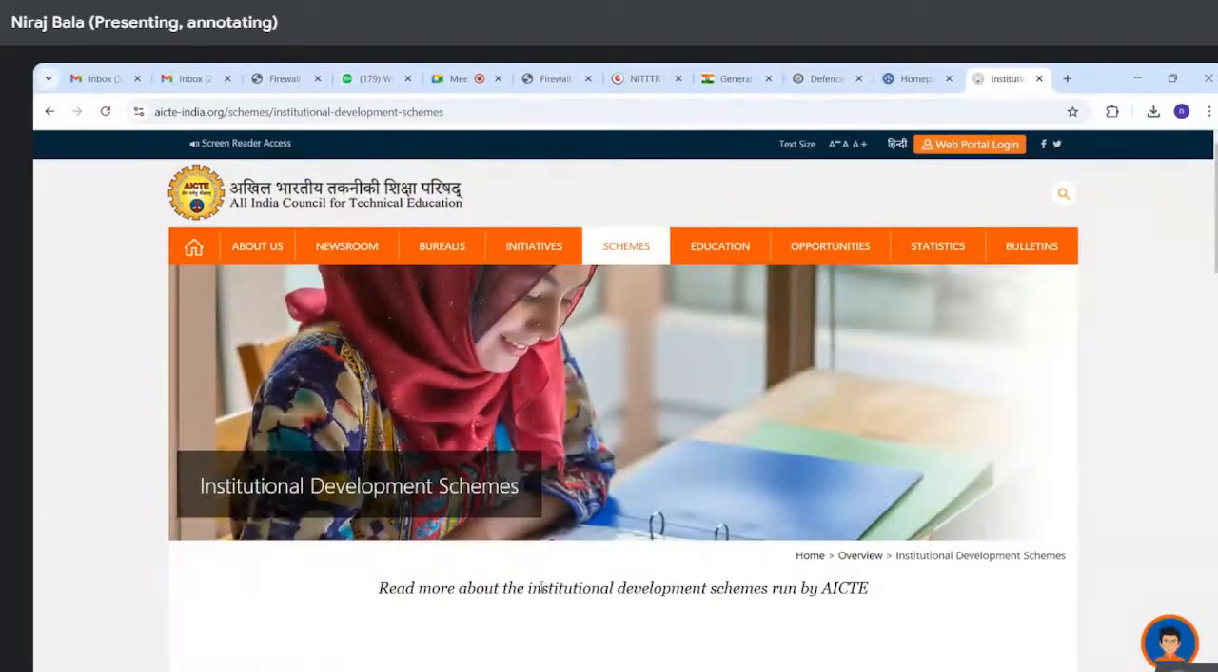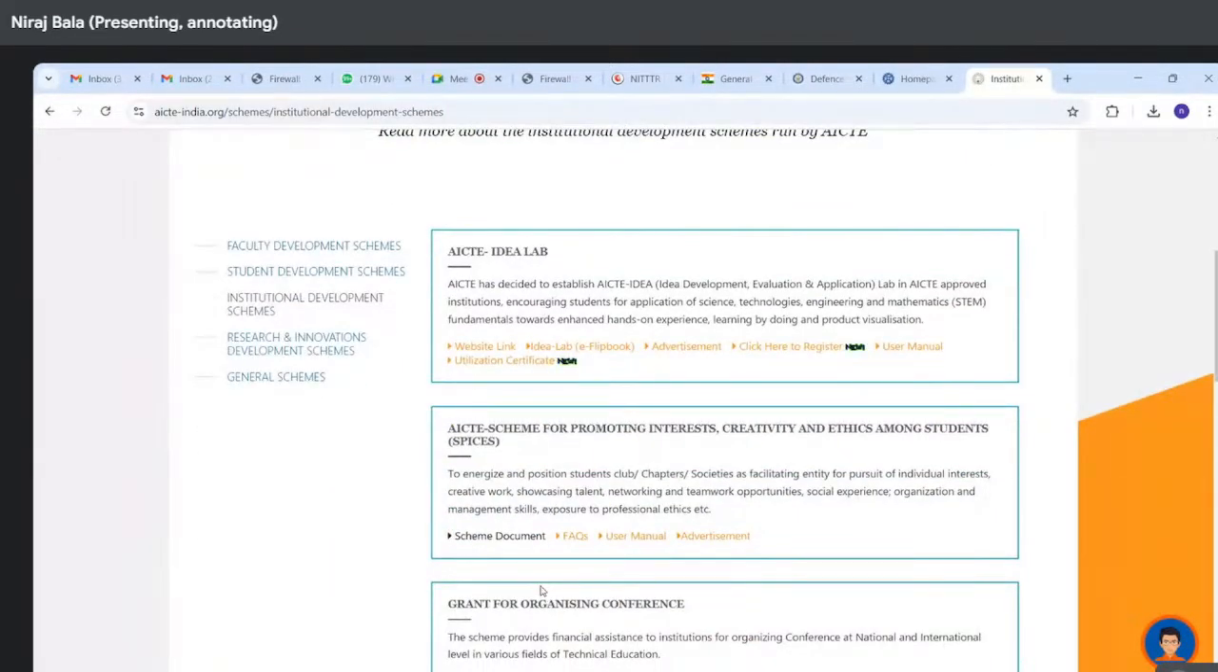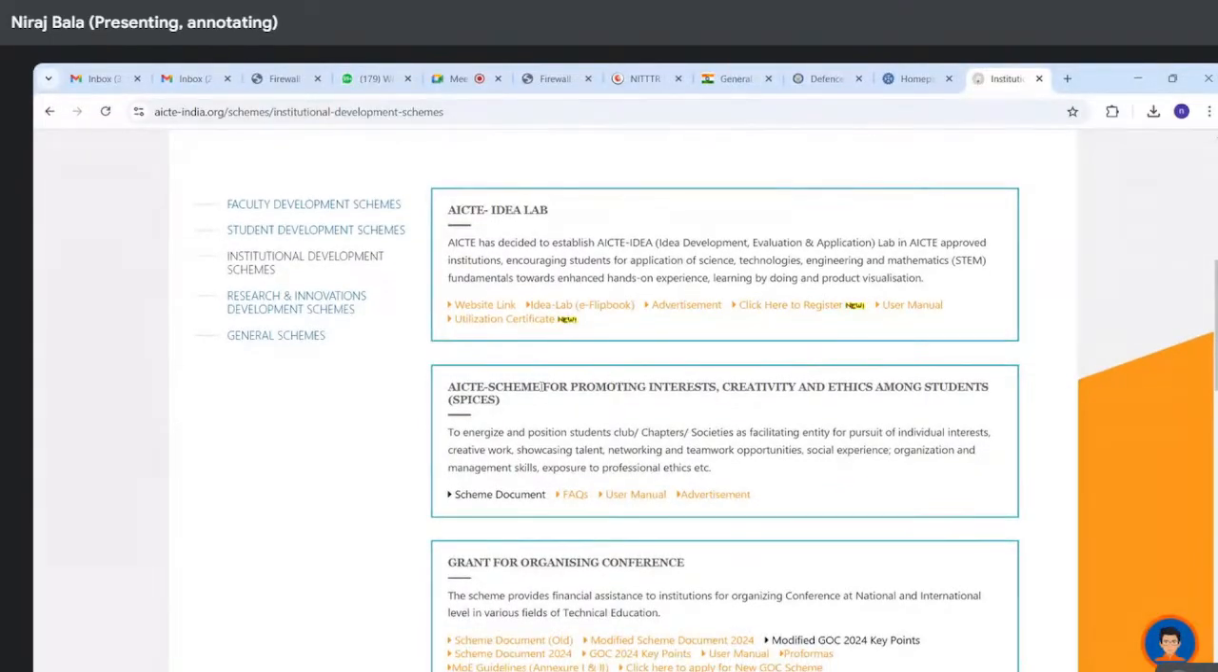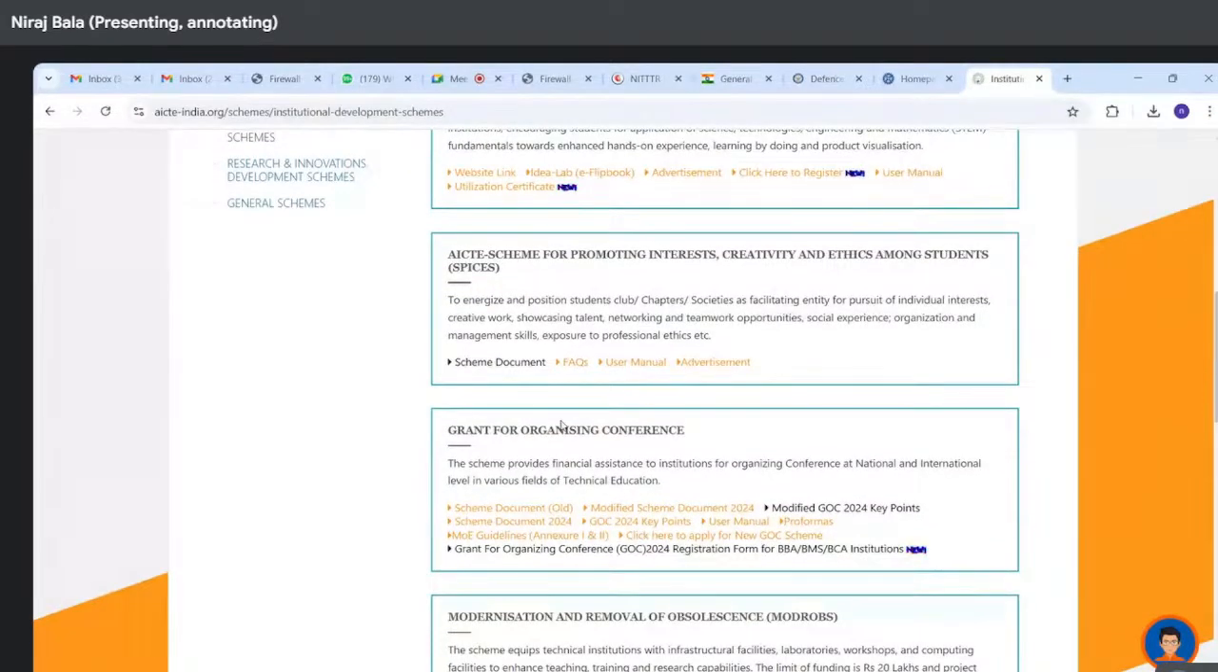Then there are certain schemes for the development of institutions. They give a grant for establishing an Idea Lab. Then there is another scheme, SPICES. This scheme is for promoting interest, creativity, and ethics. Like you have student clubs at your institute, chapter societies, robotics clubs, other clubs. For conducting activities under that students chapter, they give you some amount also.